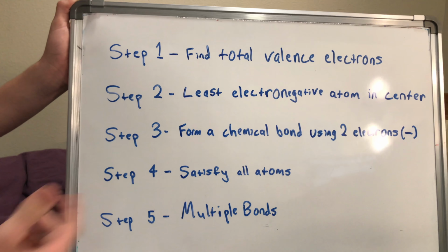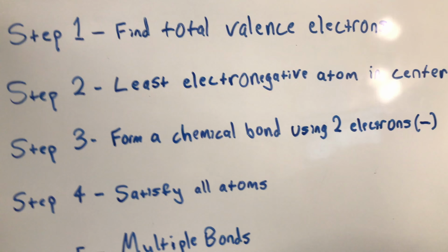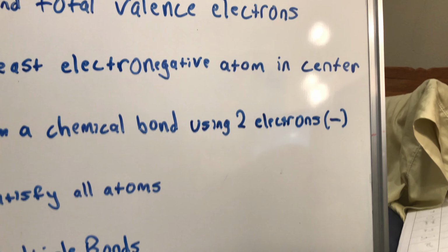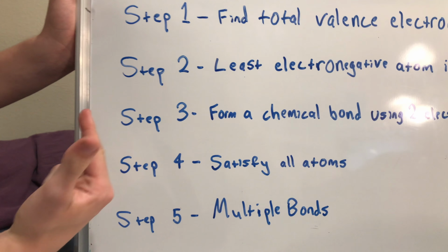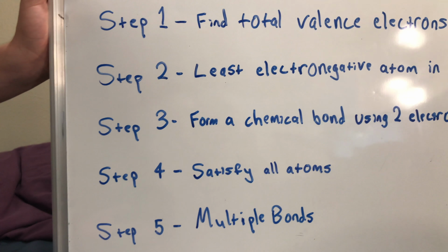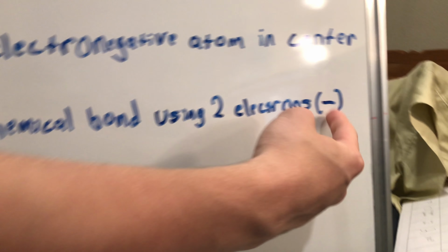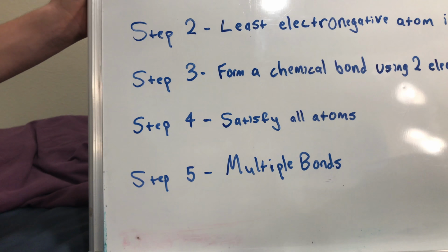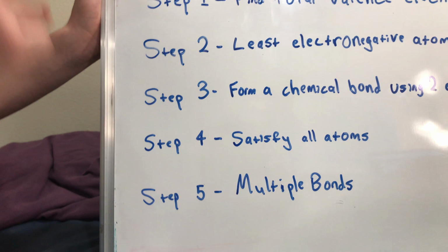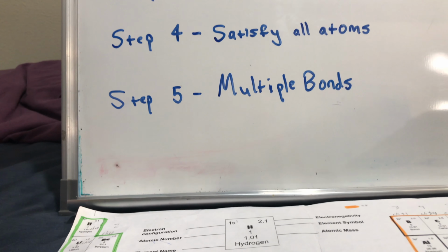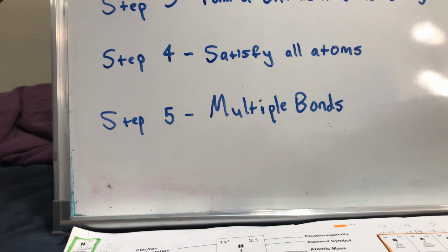Step 1 was to find the total number of valence electrons in our molecule. Step 2 was to find the least electronegative atom in the molecule and put that in the center of our Lewis structure. Moving to step 3, then we form a chemical bond using 2 valence electrons, which we use in the form of a line. Step 4 was to satisfy all the remaining atoms using the octet rule and the duet rule. And then finally, step 5 was to figure out how to use multiple bonds if needed.